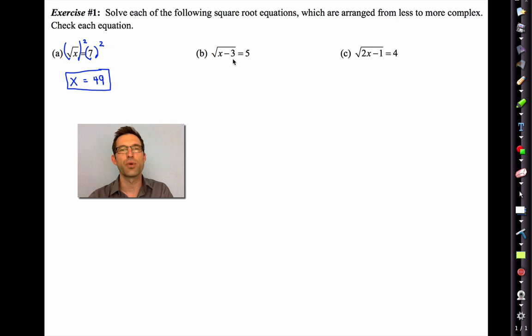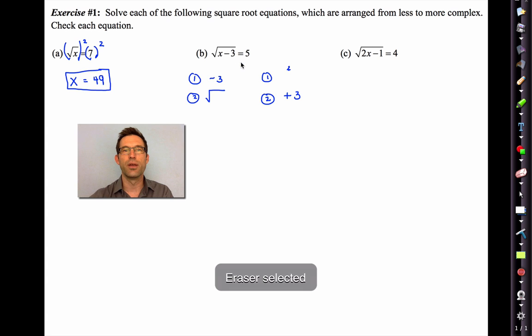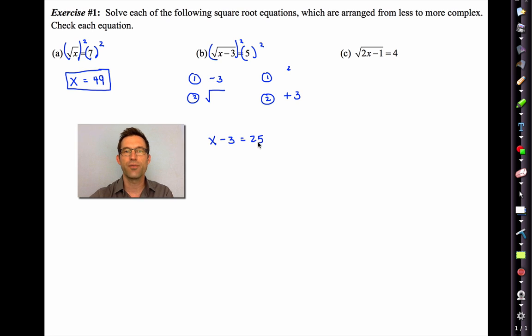Now, when we look at letter B, we might get confused. We have the square root of x minus 3 equals 5. Should I add 3 first? Should I square first? Of course, it'll make a difference. Again, this is an order of operations issue. If we were to evaluate this, the first thing we would do is subtract 3, and then we would take the square root. So, to undo them, the first thing we're going to do is square, and the second thing is add 3. Let's square both sides, and that gives me x minus 3 is equal to 25. Then let's add 3 to both sides, and we'll get x equals 28.